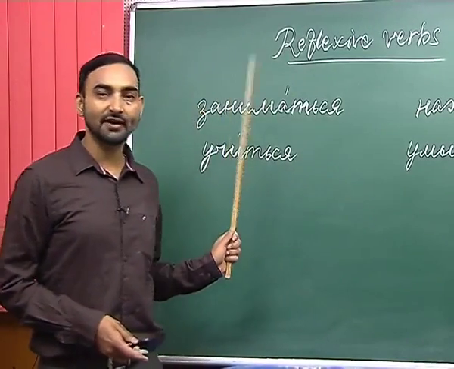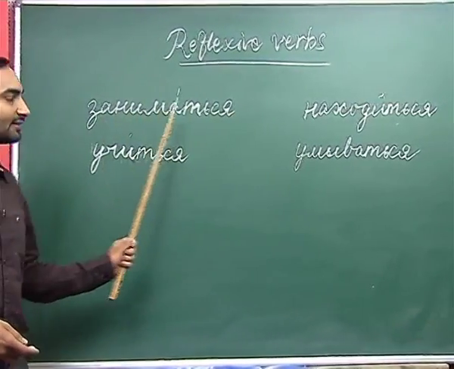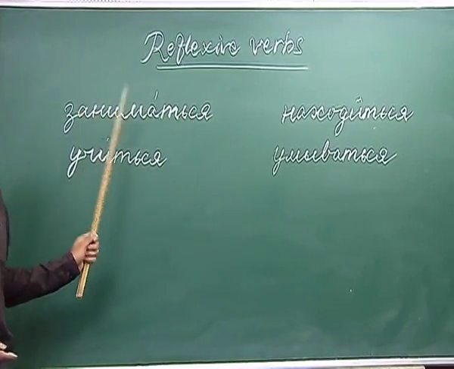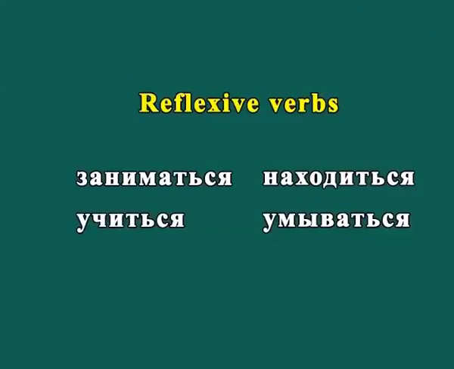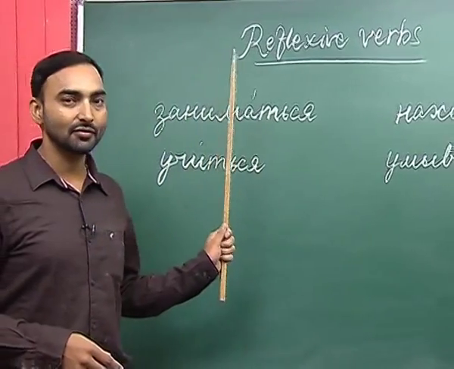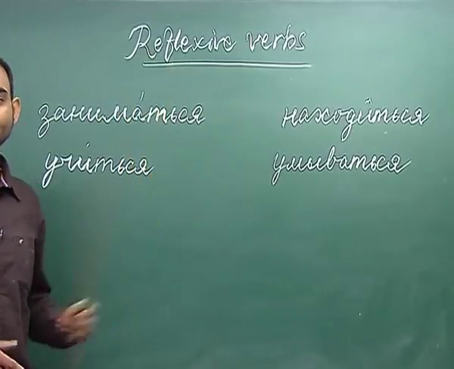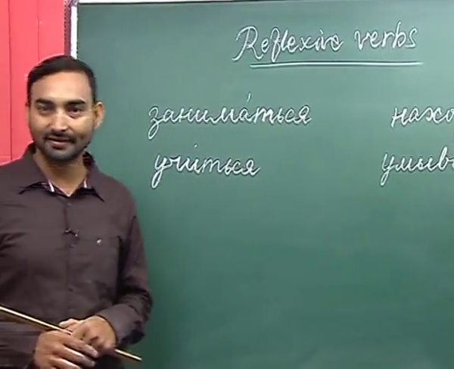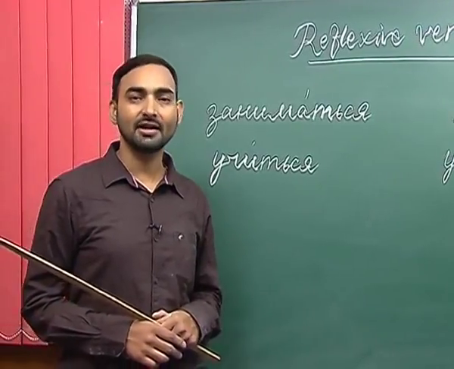These are some more reflexive verbs that I have written here on the blackboard. Zanimatsya. Zanimatsya is to study. So, how will you conjugate zanimatsya? It has the same conjugation as we have conjugated odevatsya. Ye conjugation or first conjugation. Ya zanimayus', vy zanimayetes', on/ona zanimayetsya, my zanimayemsya, oni zanimayutsya.